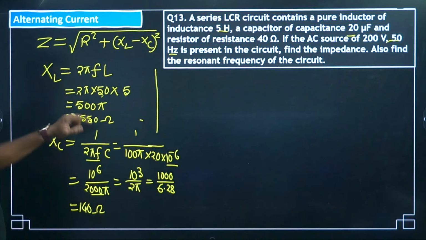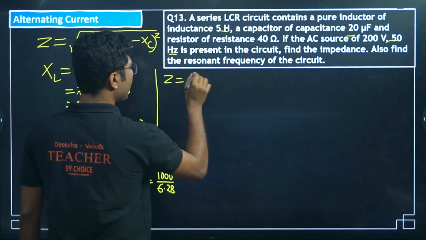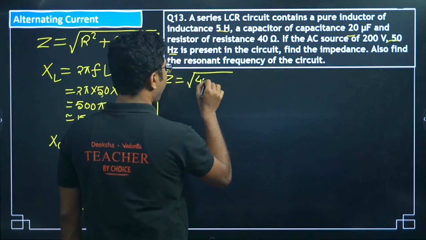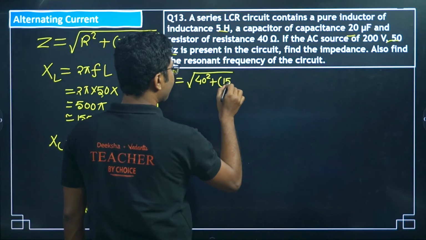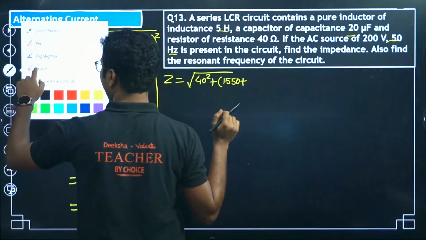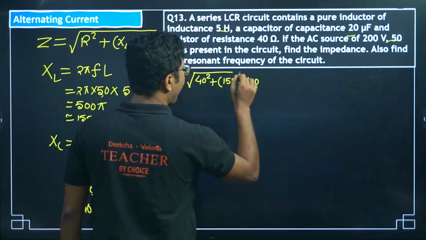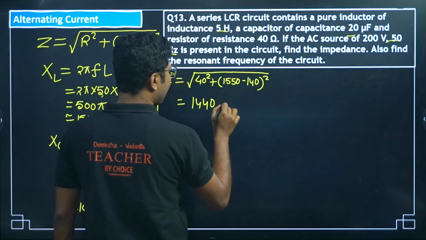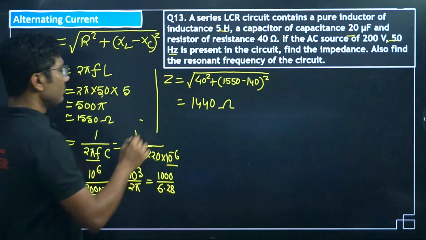Okay, now you have to put these values in this equation and calculate Z. So, Z will be equal to square root of 40 square. Remember, it is square over here. XL is about 1550 minus 140, square. It will be somewhere around 1440. Exact value I will tell you after I am solving the question. So, this is the approximate value.